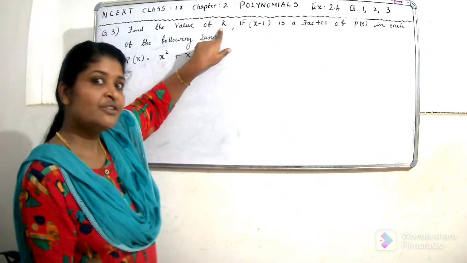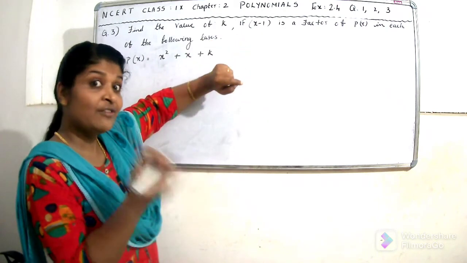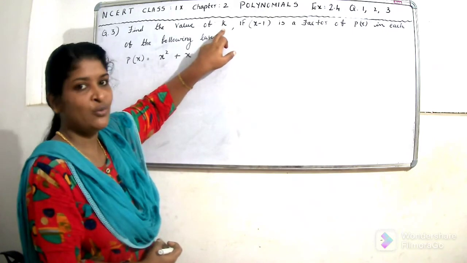Here the target is different. We need not find out whether this is a factor or not. Here we have to find out the value of k, the unknown value.